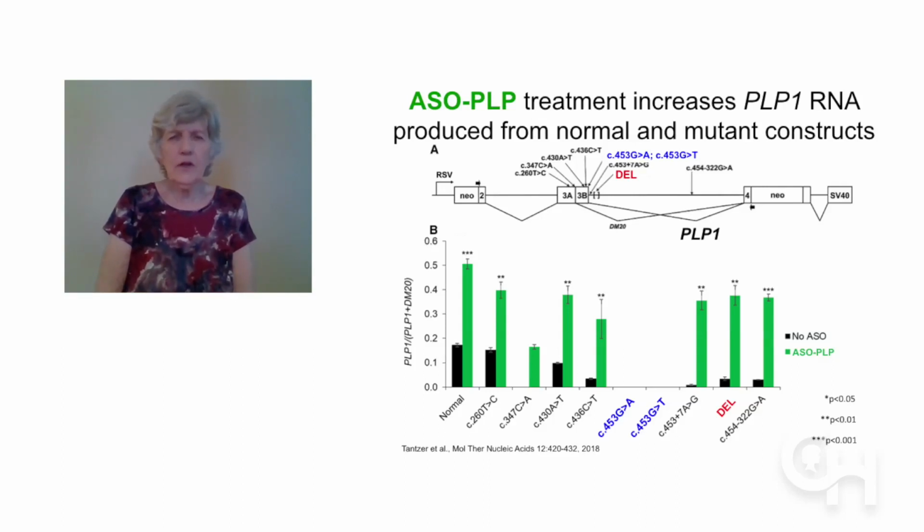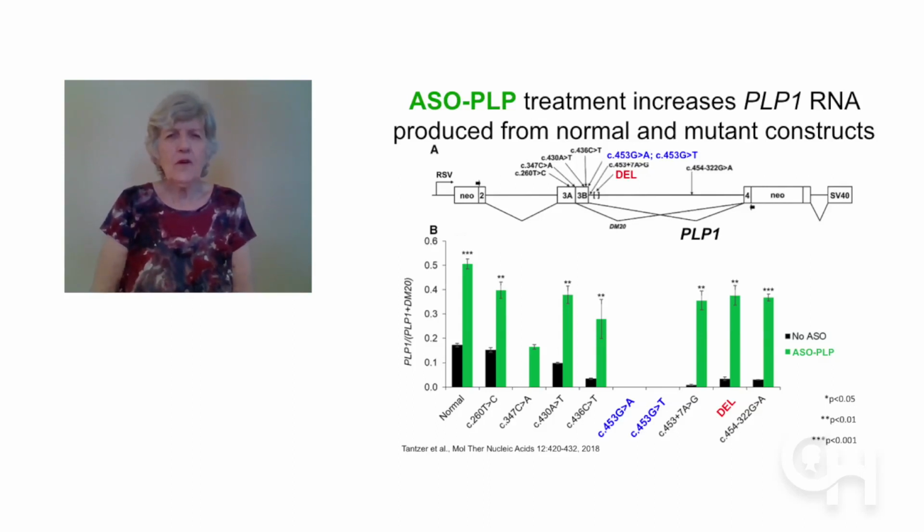These mutations were known to actually destroy the PLP1 splice site. So even if you block the DM20 splice with the ASO, you can't get it to produce any PLP form. So now we have an ASO that shifts splicing toward PLP form for most of our mutants.